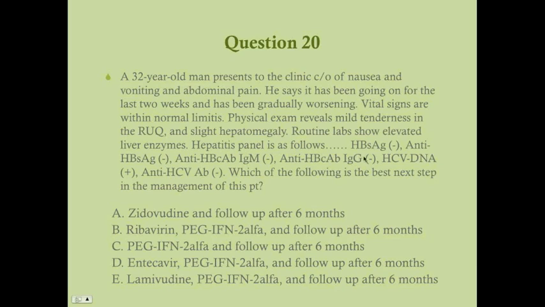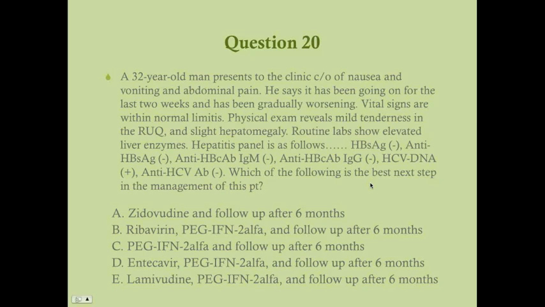Hepatitis panel is as follows. Hepatitis B surface antigen is negative. Anti-hepatitis B surface antigen is negative. Anti-hepatitis B core antibody IgM is negative. Anti-hepatitis B core antibody IgG is negative. Hepatitis C virus DNA is positive, and anti-hepatitis C virus antibody is negative. Which of the following is the best next step in the management of this patient?